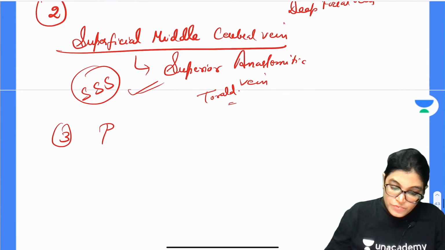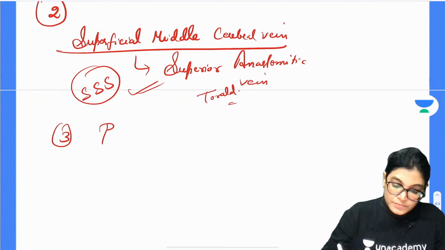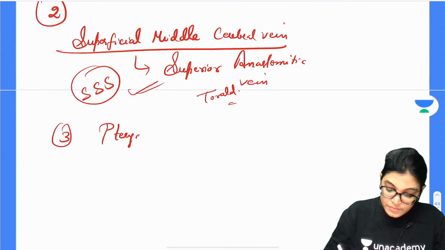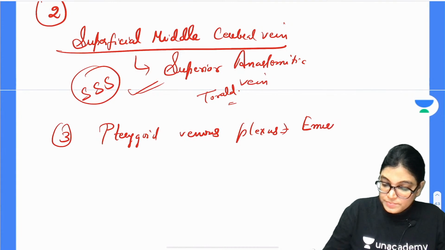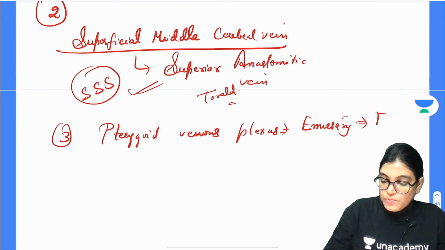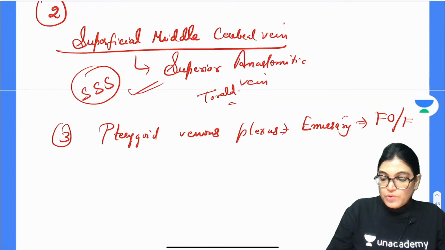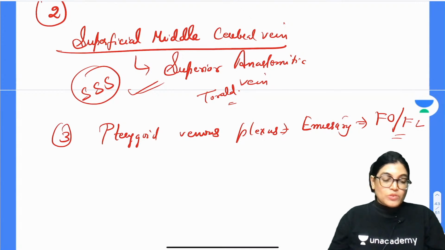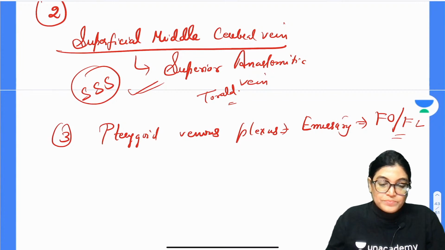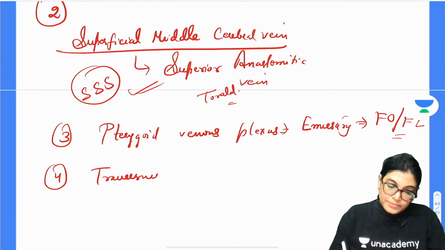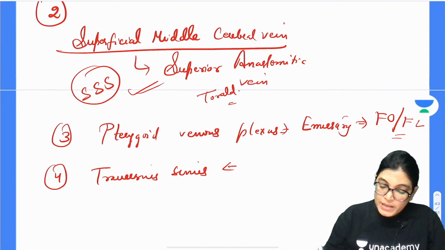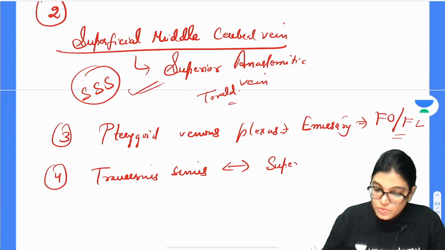veins forming communication via emissary veins. These emissary veins pass via foramen ovale, foramen lacerum. So these are certain foramina through which these can form the communication. Like for other communication, the transverse sinus is connected via communication with the superior petrosal sinus.